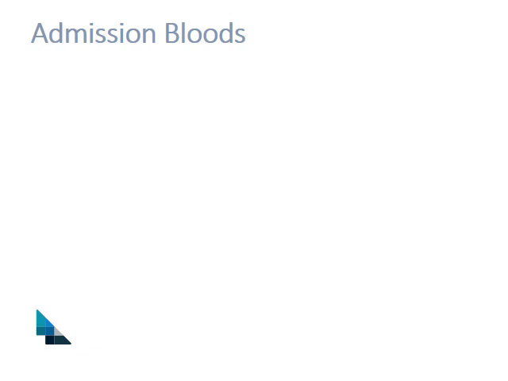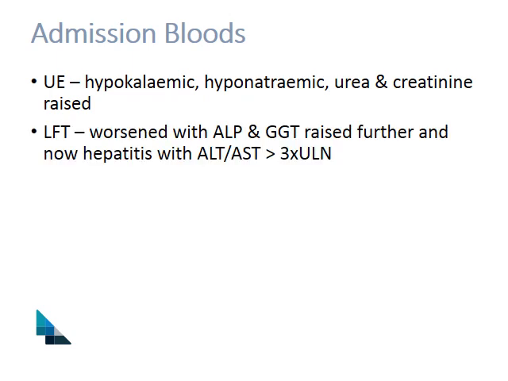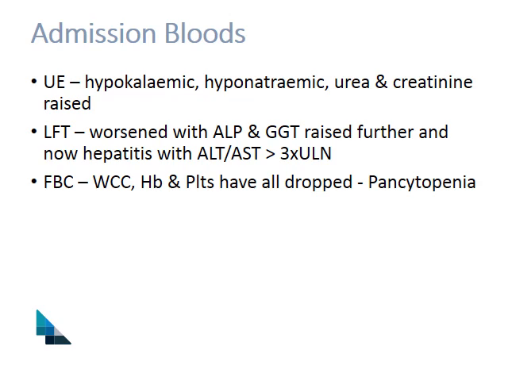So let's see what our first blood results are that come back after admission. It's showing that the kidneys are now also taking strain. Our patient's hyperkalemic, hyponatremic, urea and creatinine are both raised. Our LFTs have gotten worse. So both the ALP and gamma GT are raised even further, so this obstructive picture is worsening. But there's now also a hepatocellular component with the ALT and AST at about 3 times the upper limit of normal. Pancytopenia is worsening, and all the blood cultures have not yet shown us anything.